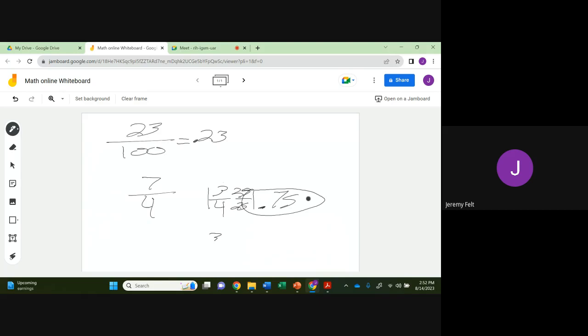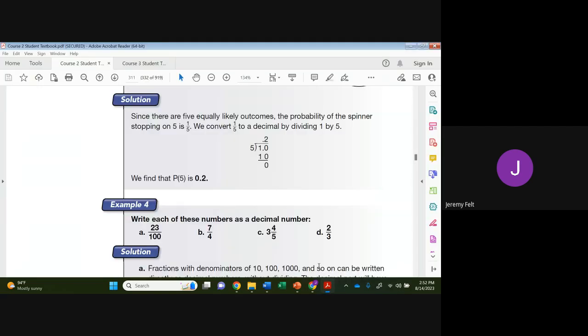Oh, I know it's 0.75. Or we can say, well, 3 divided by 4. 4 doesn't go into 3, but it goes into 30 seven times, which is 28, which gives me 2 left over. Add a 0, drop down. 4 goes into 20 five times exactly. So I have no remainder, so 0.75. Three and 4/5. Again, 3 point and then 4/5. I would multiply top and bottom by 2, which would give me 8/10. So 3 and 8/10 or 3.8.